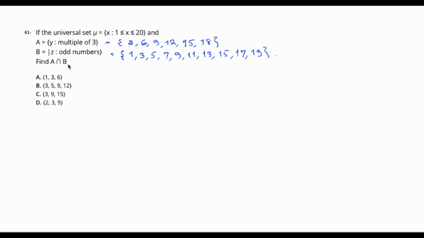A intersection B means what are the numbers that are common to both sets here? So what numbers are common to both sets? We have 3, which is in both sets. We also have 9, which is in both sets. And we have 15. So our answer is 3, 9, 15, and the corresponding option here is C, 3, 9, and 15.